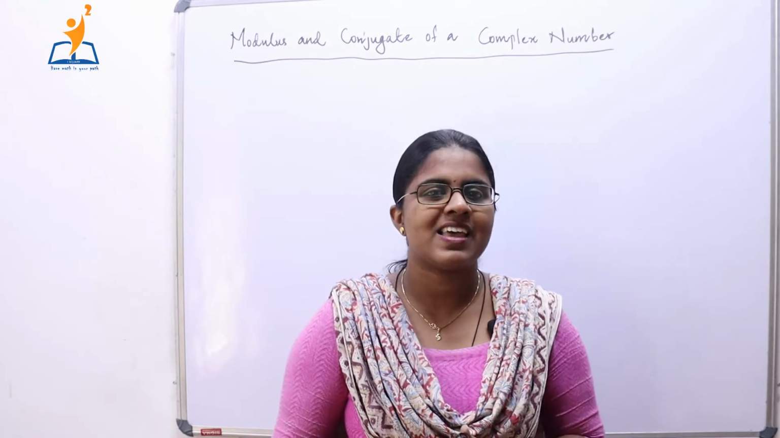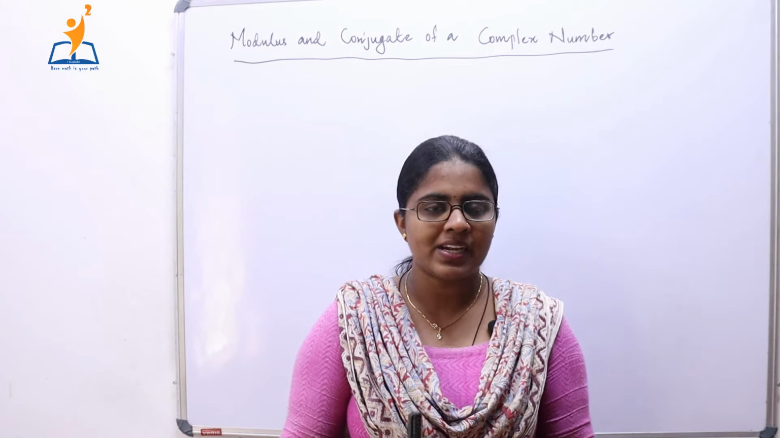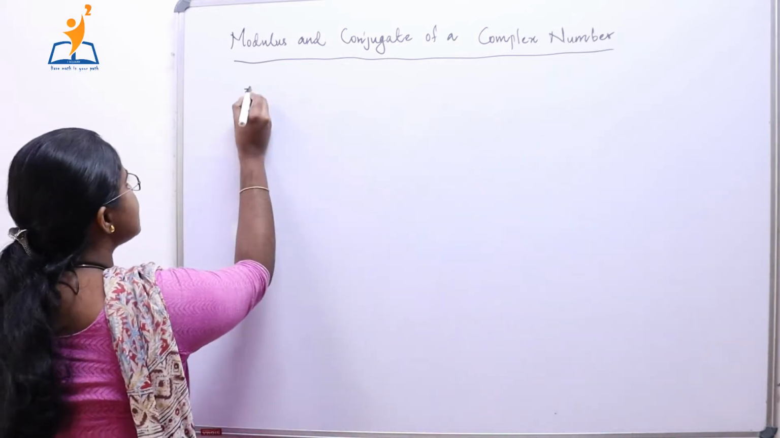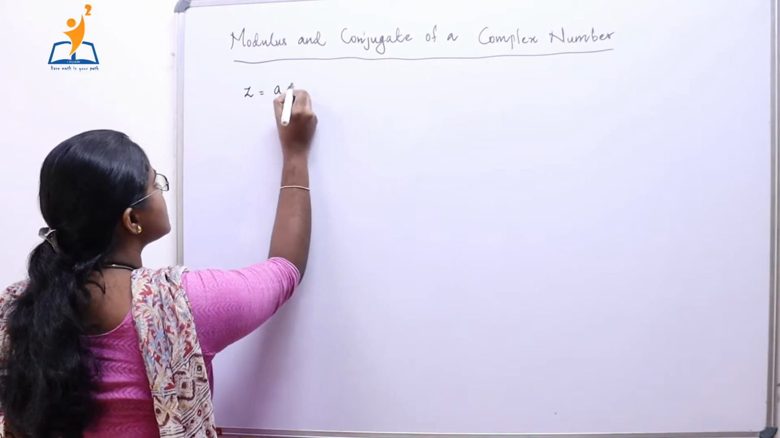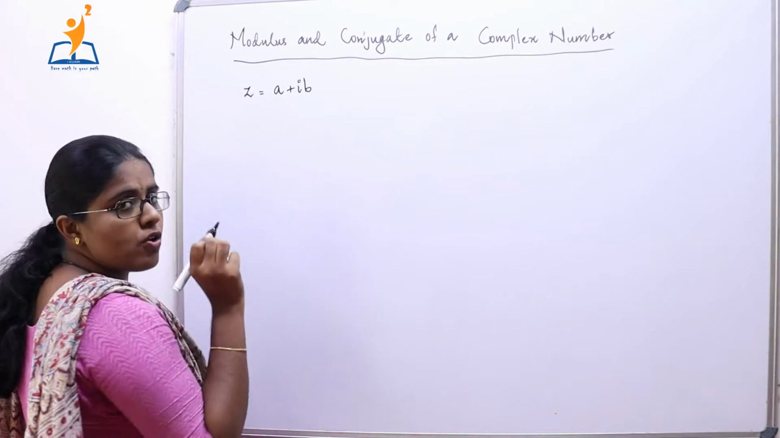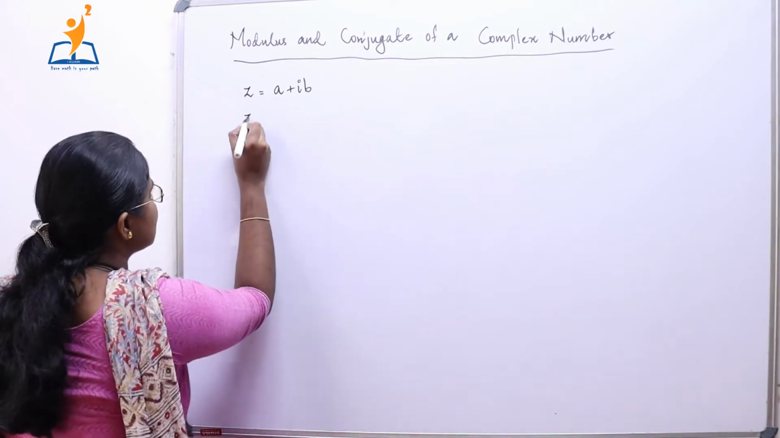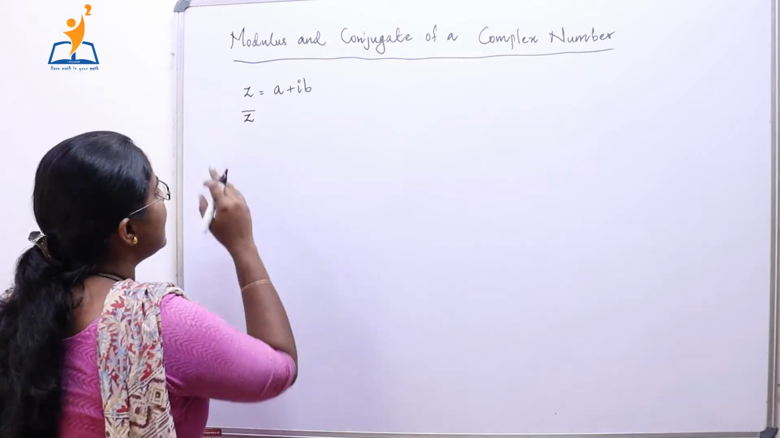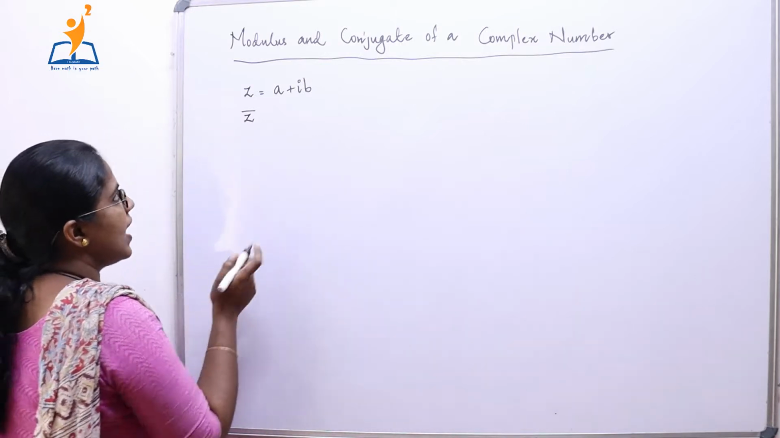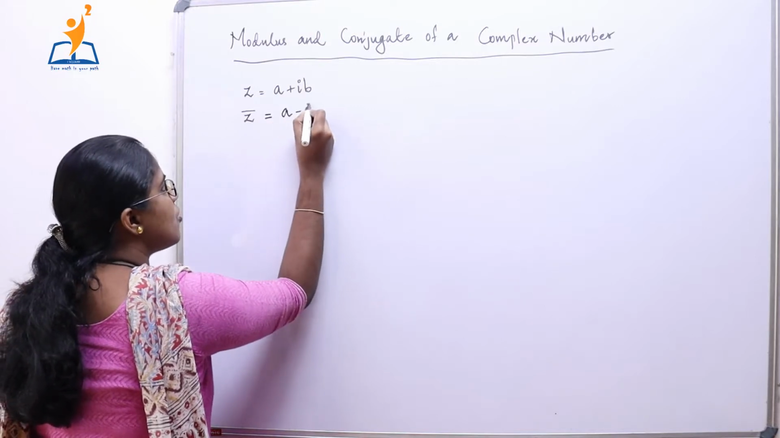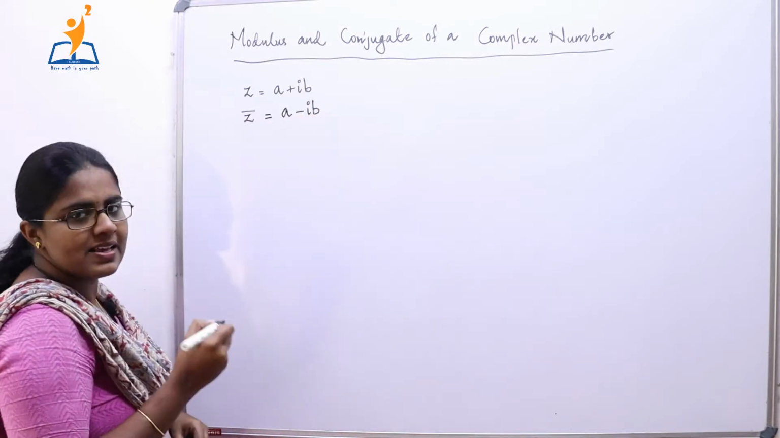First of all, let's have a look at what is conjugate of a complex number. Let Z be a complex number which is of the form A plus IB. Then Z conjugate can be represented like this: Z bar. Putting a bar upon Z will be read as Z conjugate, and which is always another complex number which is of the form A minus IB.